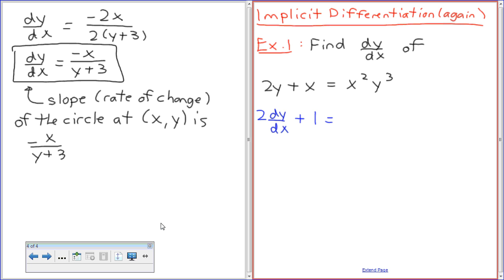All right, now here comes the tricky part. Austin, you're up. You can do it. So product rule, let's go through it together. The derivative of x squared y cubed.